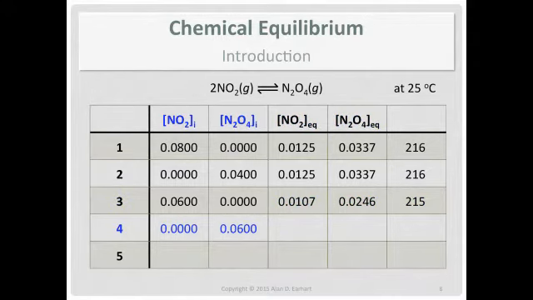Let's try it again. Fill it with all of the product. And we wait for equilibrium. And this is what we see. Completely different numbers. And yet, we get a number that's very similar to the other three.